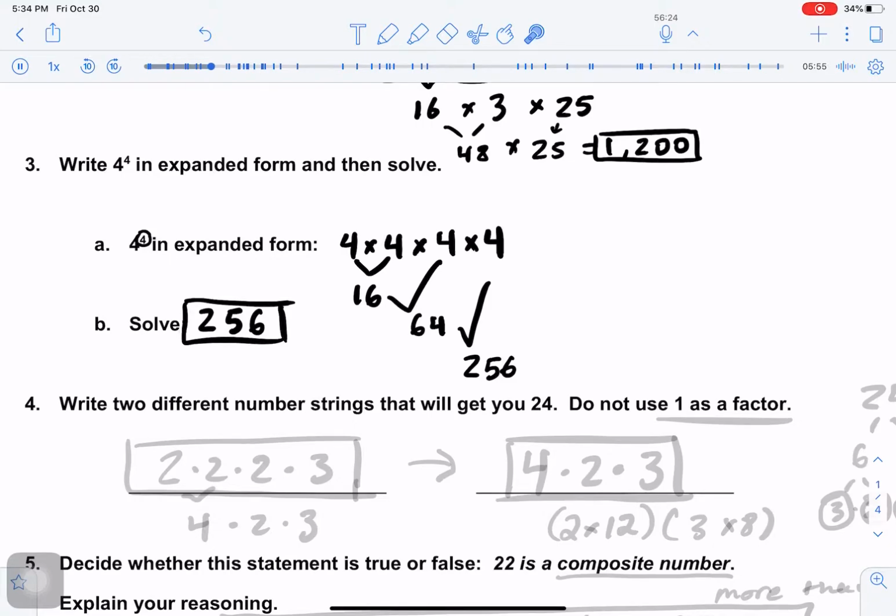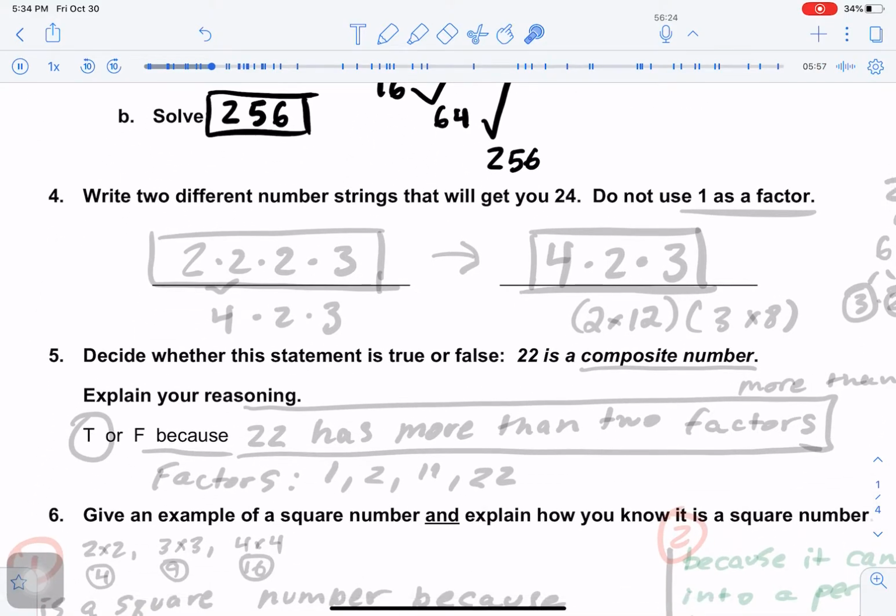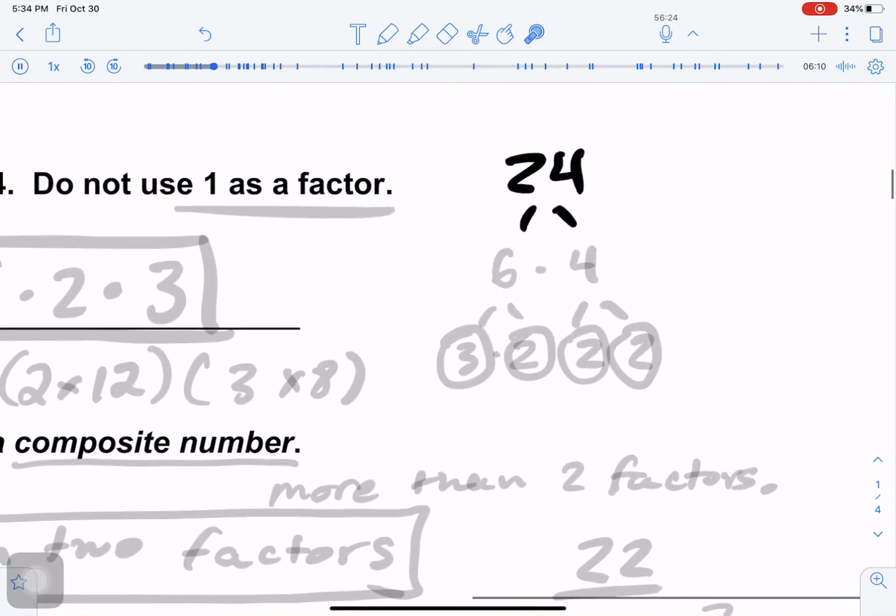Number 4 asks me to write 2 different number strings that will get me 24. And you have to keep in mind that we cannot use 1 as a factor. So for my first factor string, I'm just going to do the prime factorization and see what the longest factor string would be. So for 24, I'm going to do the factor pair 6 times 4.